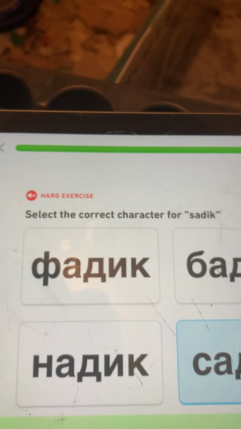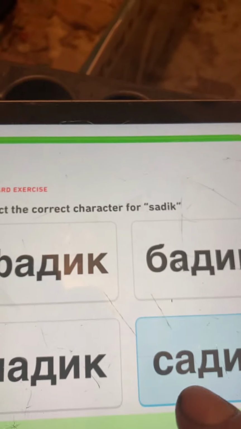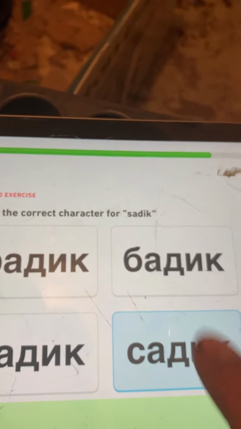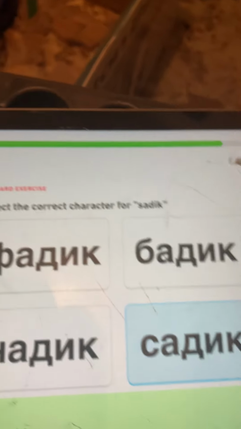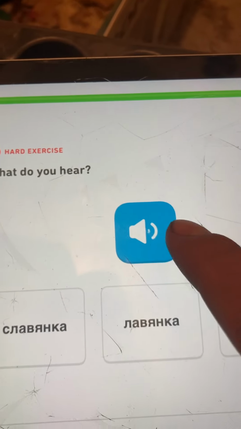Sadik. That was easy because that's a C. I'm good at that one. That's an A. That's a D. The backwards N is an I. K is K. Slavyanka.